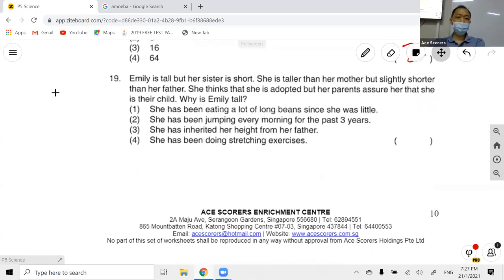Question 19. Emily is tall, but her sister is short. She's taller than her mother, but shorter than her father. She thinks that she's adopted. But her parents assure her that she is their child. Why is Emily tall? She has inherited her height. She's taller than mother, but shorter than father. Answer is 3. That means the tall genes in the DNA came from the dad. Got it?